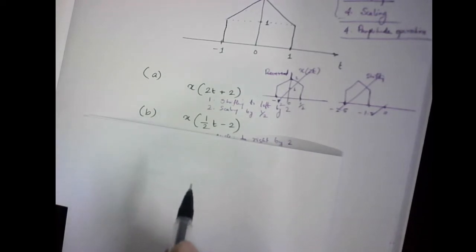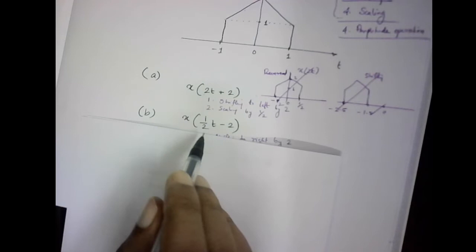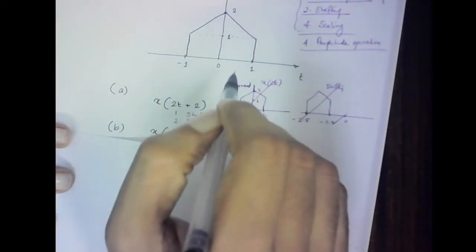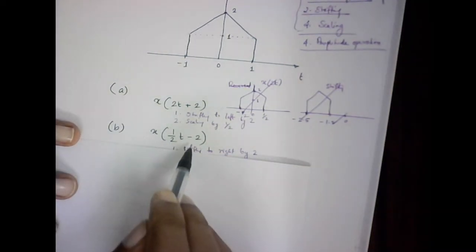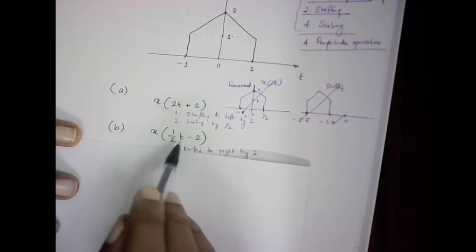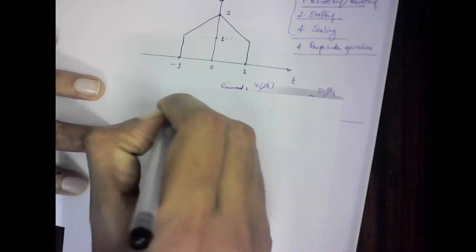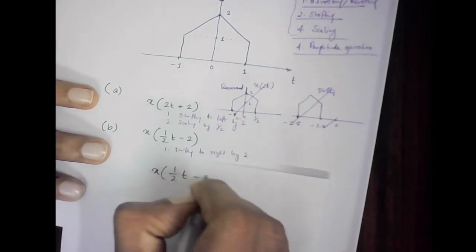let me do this example as well. So x of half t minus 2. So you know this is the signal which is given. What are the operations that you need to perform? First, you need to do the time shifting operation. Shift the signal to the right by 2 seconds. Then you do the time expansion, so expansion by a factor of 2. Okay. So this is the signal. What you need is x of half t minus 2.